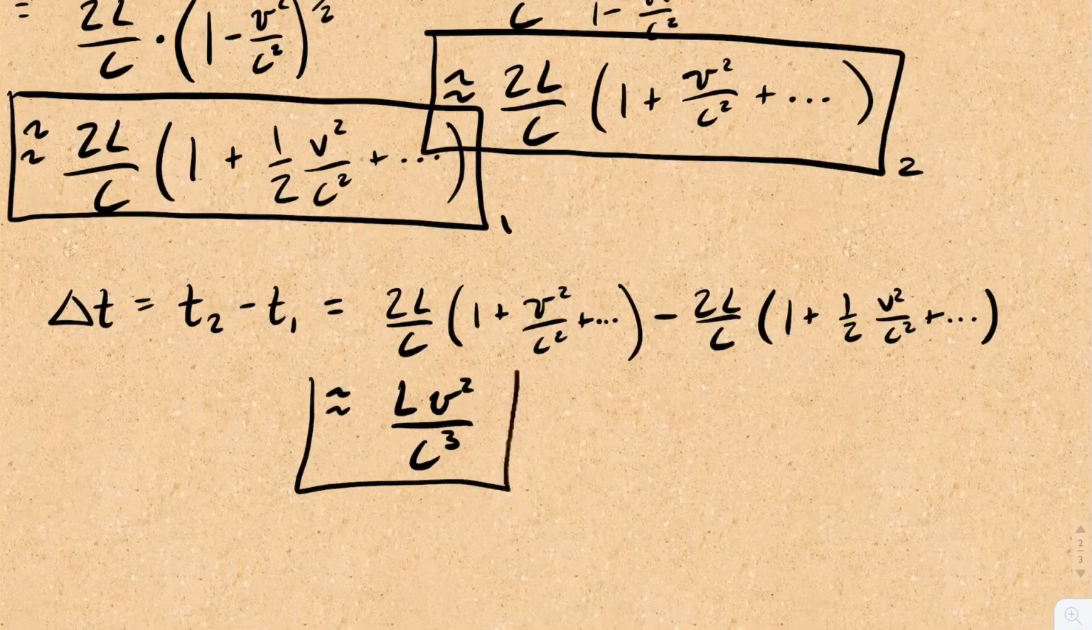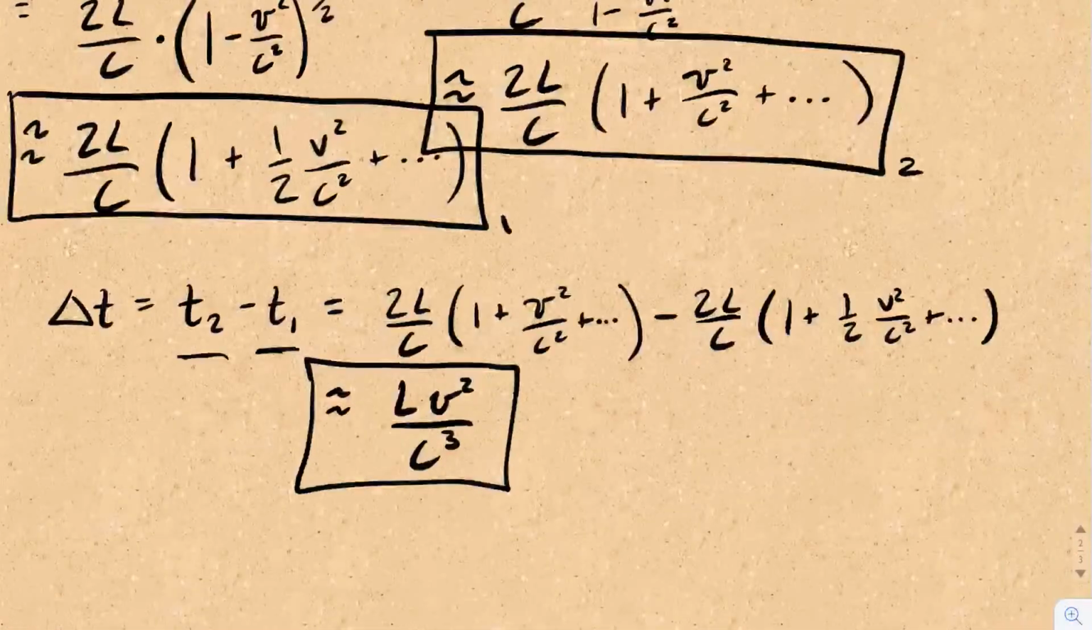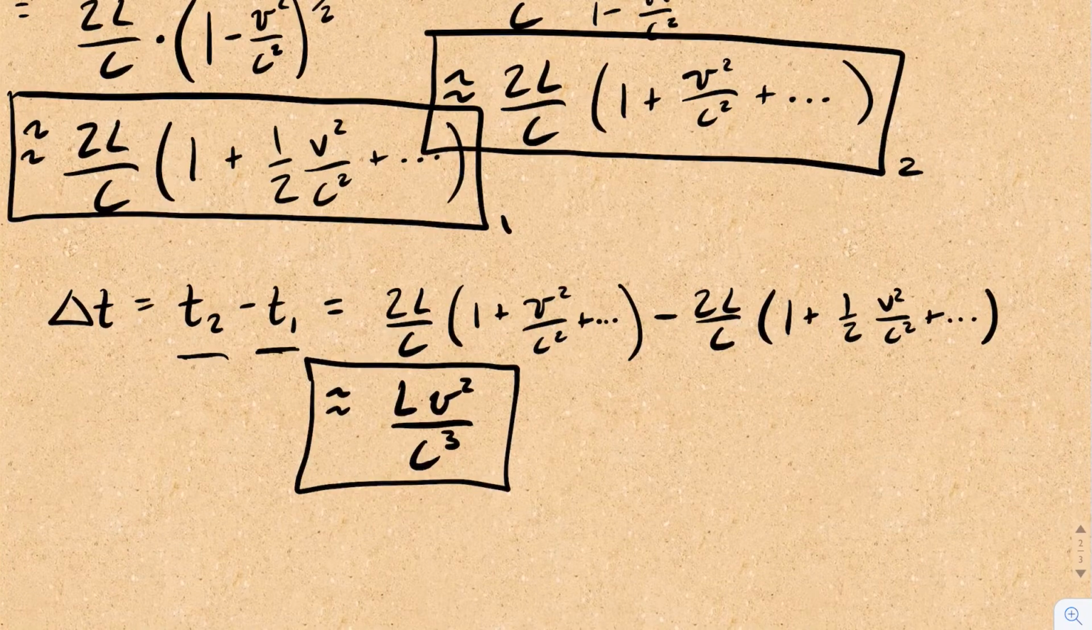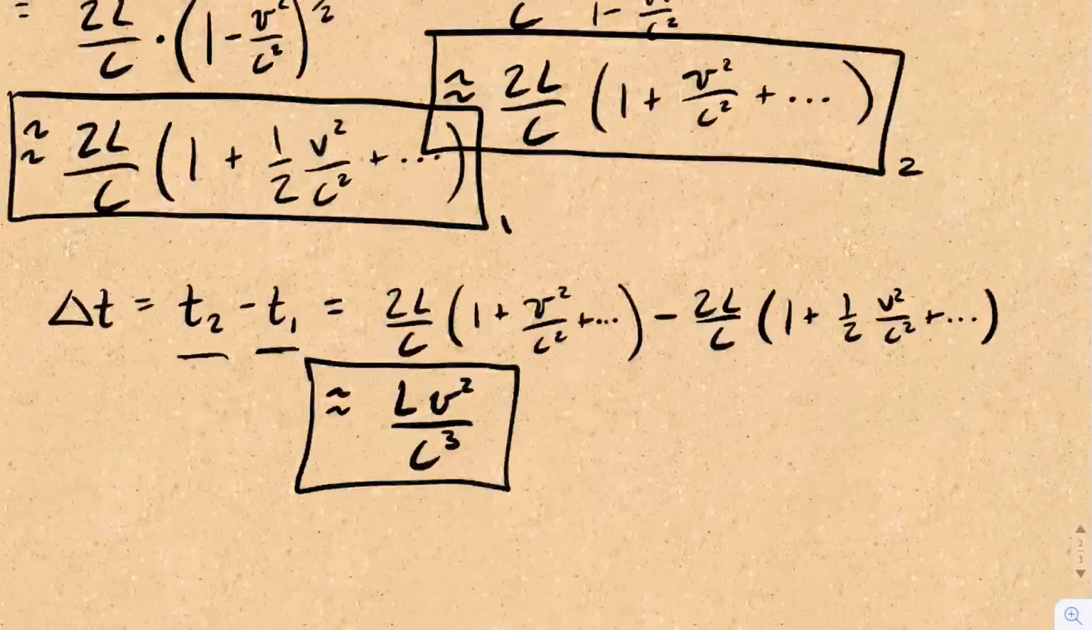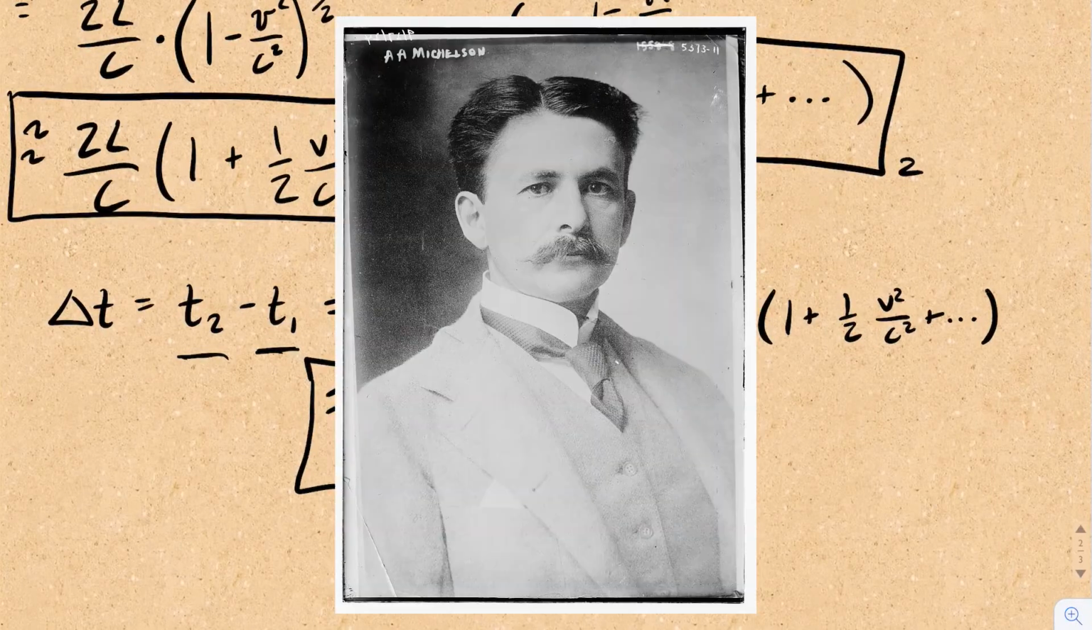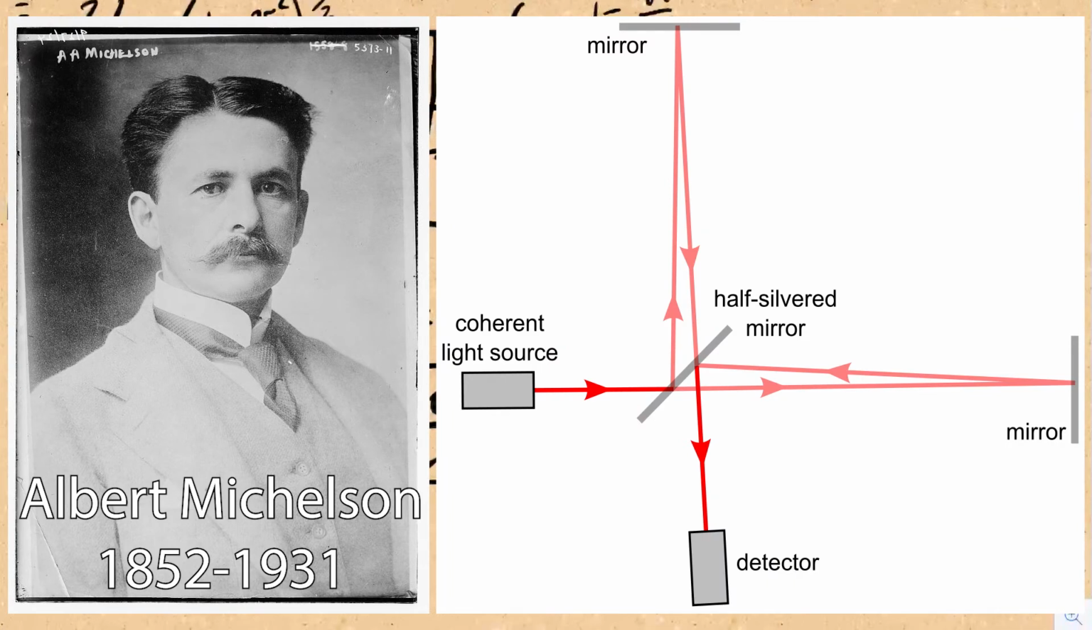This quantity is always going to be positive, so that means that time 1 can never be greater than time 2. So that means that time 1 will always be less than time 2, and therefore boat 1 will always win this race. This is exactly what Michelson was expecting to see when he built and tested the Michelson interferometer. But as we'll find out, this is not what happened.